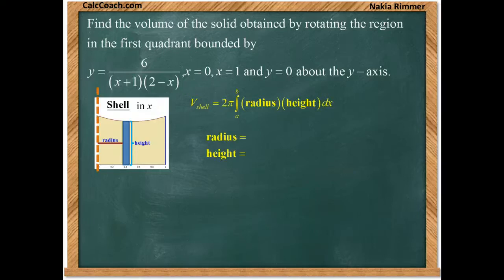So what's the radius? It's the distance off the y-axis. That's called x. So what's the height? It's the distance up to the function, 6 over the quantity of x plus 1 times the quantity of 2 minus x. So we're ready to go and integrate this. What kind of limits? This thing is in x. We're going to move it from a small value of x of 0 to the largest value of x, which is 1.